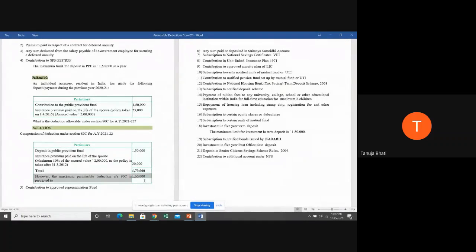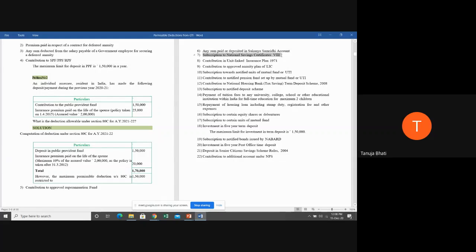Yes, ma'am. Okay. Next, out of the 22 investments, I'm just reading those investments, other types of investments. Contribution to approved superannuation fund. If he's making any contribution to the superannuation fund, he's going to get a deduction under section 80C. Any sum paid or deposited in Sukanya Samriddhi account. It is usually only for the girl child.